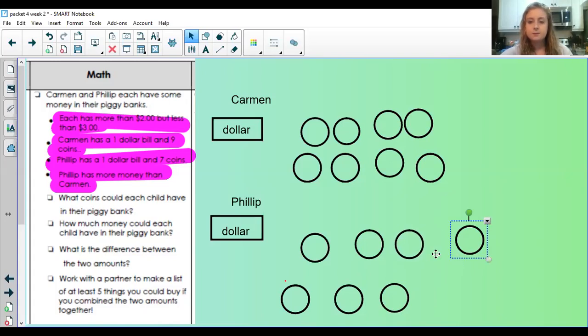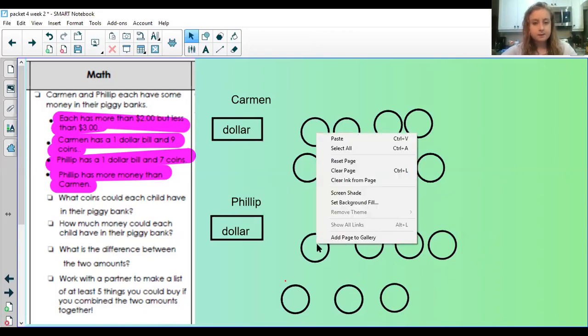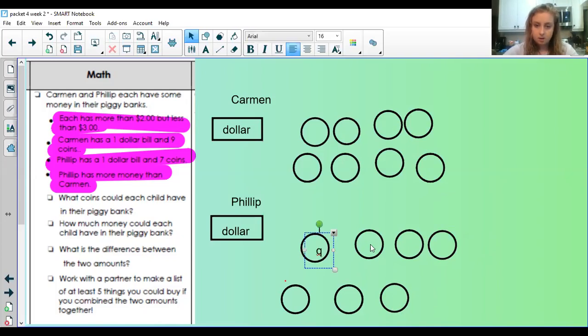Now we need to figure out what these coin values are. So they have to have more than $2, but less than $3. Okay, so we know that. And we know that Philip has to have more money than Carmen. So what I'm gonna do is, I'm gonna make all of these quarters and see what my total becomes.